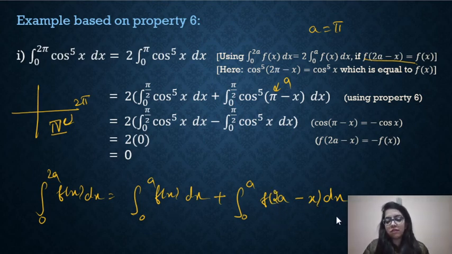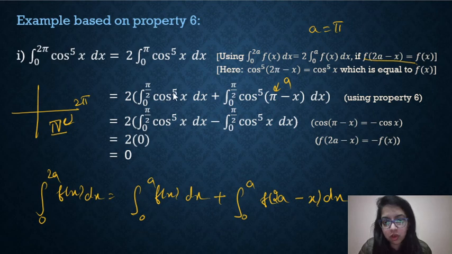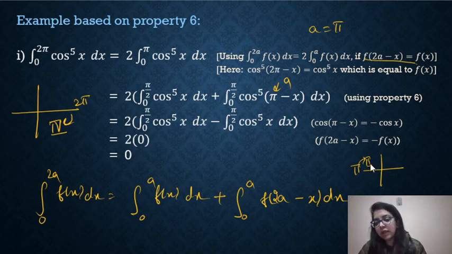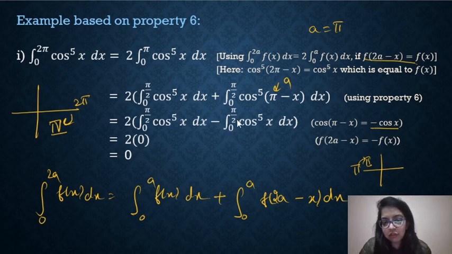Using this result I reach over here: the integral from 0 to pi by 2 of cos to the power 5 x dx plus the integral from 0 to pi by 2 of cos to the power 5 (pi minus x) dx. So now we reach this result, that is equal to the integral of 0 to pi by 2 of cos to the power 5 x dx minus the integral from 0 to pi by 2, because pi minus x is in the second quadrant, where cos is negative, so that is minus cos x. So just minus the integral 0 to pi by 2 of cos to the power 5 x dx.